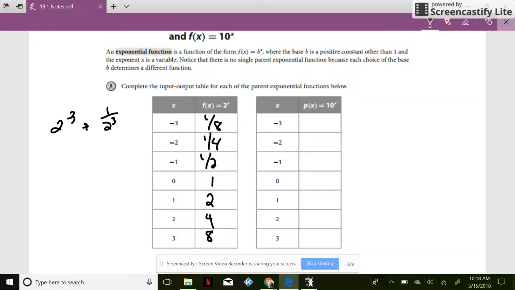Similarly, if we have our base as 10 to the x, so 10 to the -3 would be 1 over 10 cubed, which is 1 over 1,000, then 1 over 100, 1 over 10, 1, and then we'd have 10, 100, and 1,000.